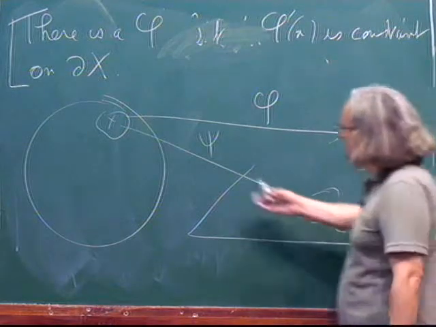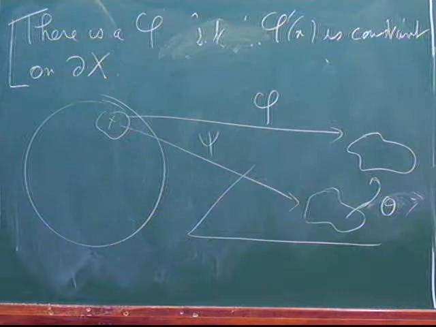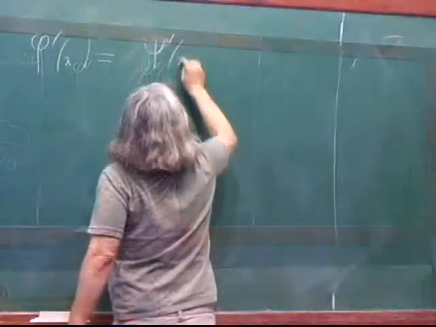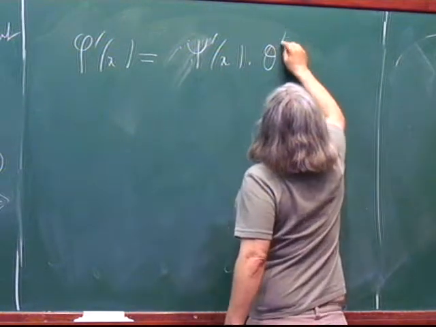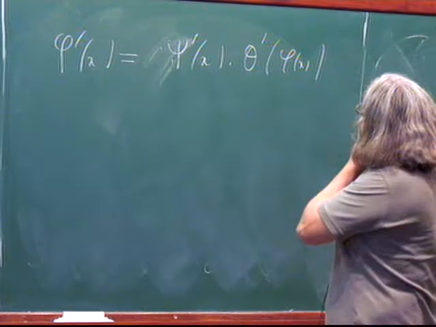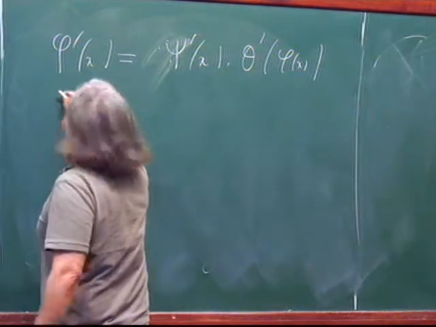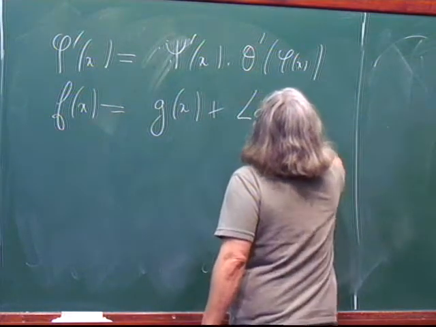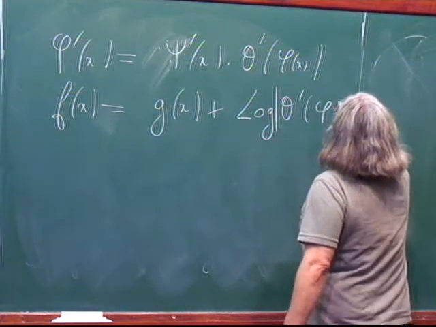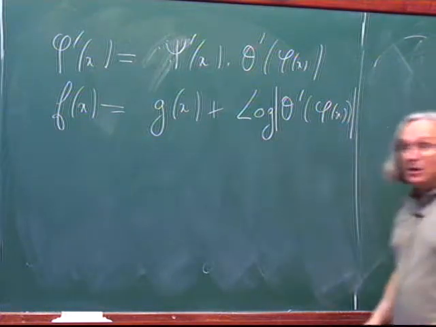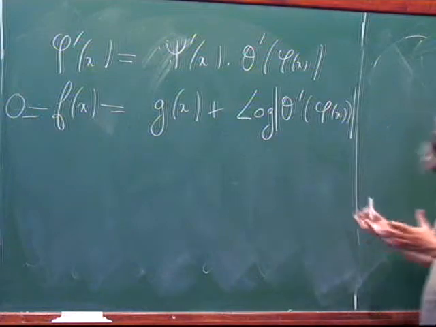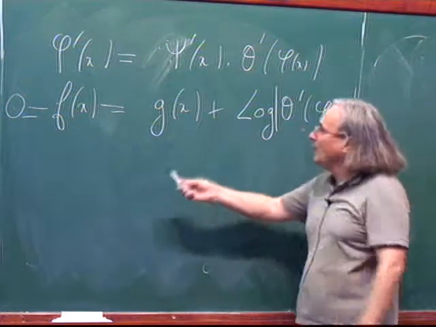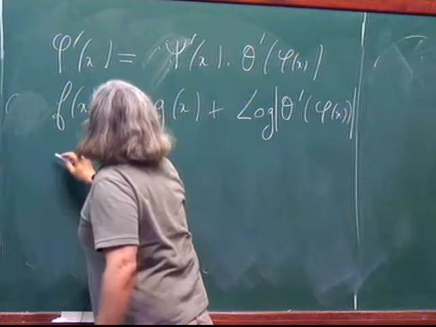But how do I compute the dilation of psi composed with theta? Well, by the chain rule. Okay, so what I can say is that phi prime at x is psi prime at x times theta prime at psi of x. Okay, so if I put a log here, I get f of x is g of x plus log theta prime of psi of x. And what I want is zero dilation here. I want to choose correctly the theta in such a way that after this correction, the new dilation is constant on the boundary. I want this on the boundary, okay?